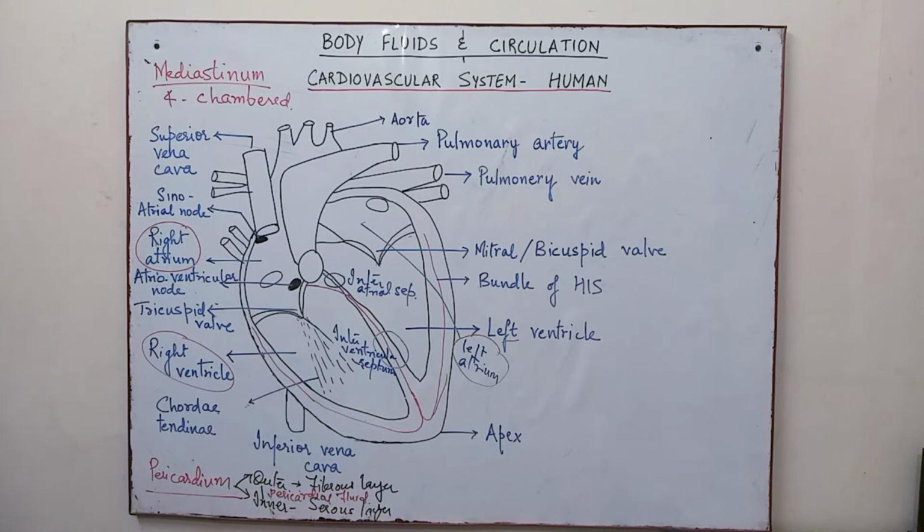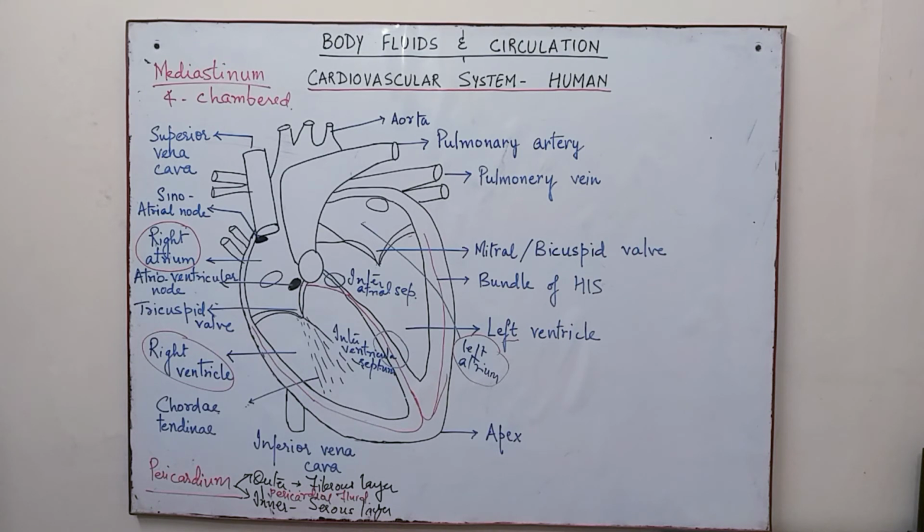Then between the right atrium and the right ventricle, we have the tricuspid valve. So over here we have the tricuspid valve between the right auricle and the right ventricle, and bicuspid towards the left, between the left auricle and the left ventricle. Now these valves are very important because they allow the flow of blood in one direction only and do not allow the blood to go back. That means they prevent the backflow of the blood.